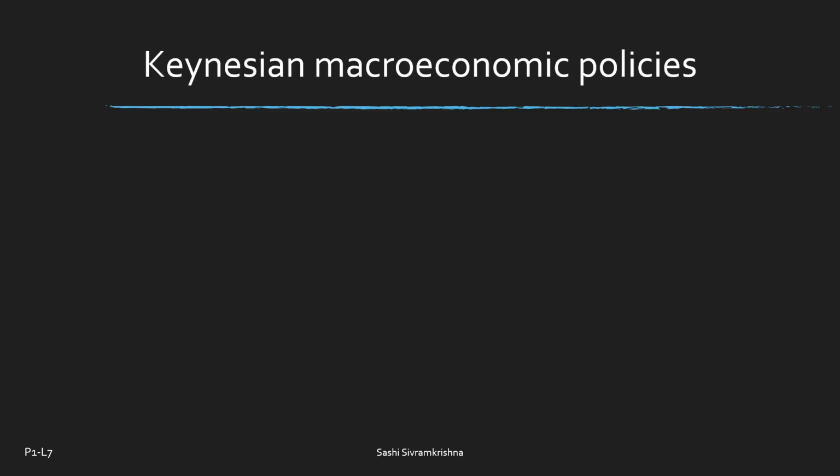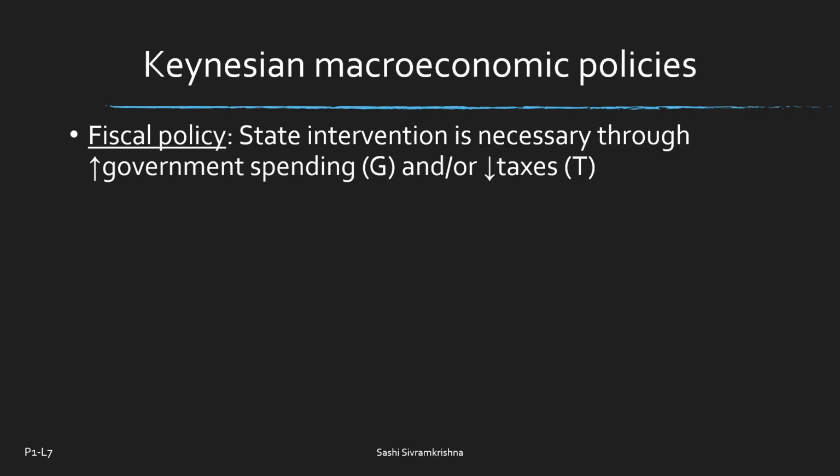Keynes had identified the cause of a depression or a recession to be a fall in the level of aggregate expenditure, which could have been induced by a shock. What were the policies that Keynes advocated in order to restore output back to its full employment levels?